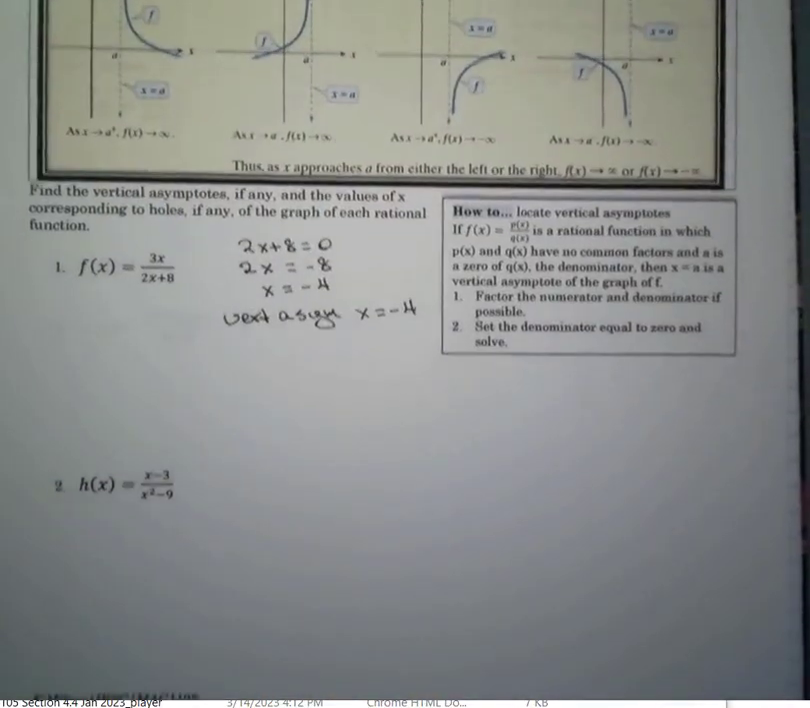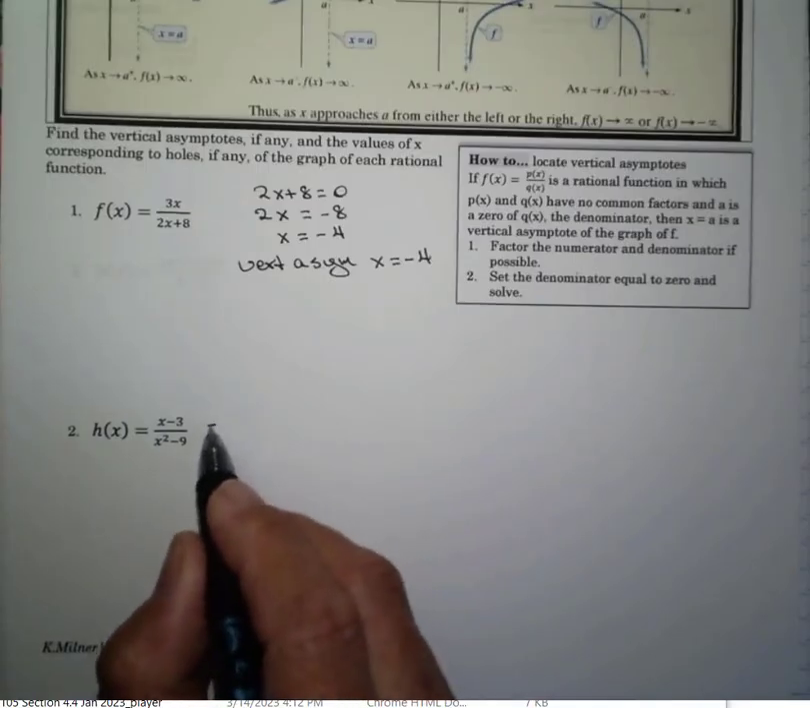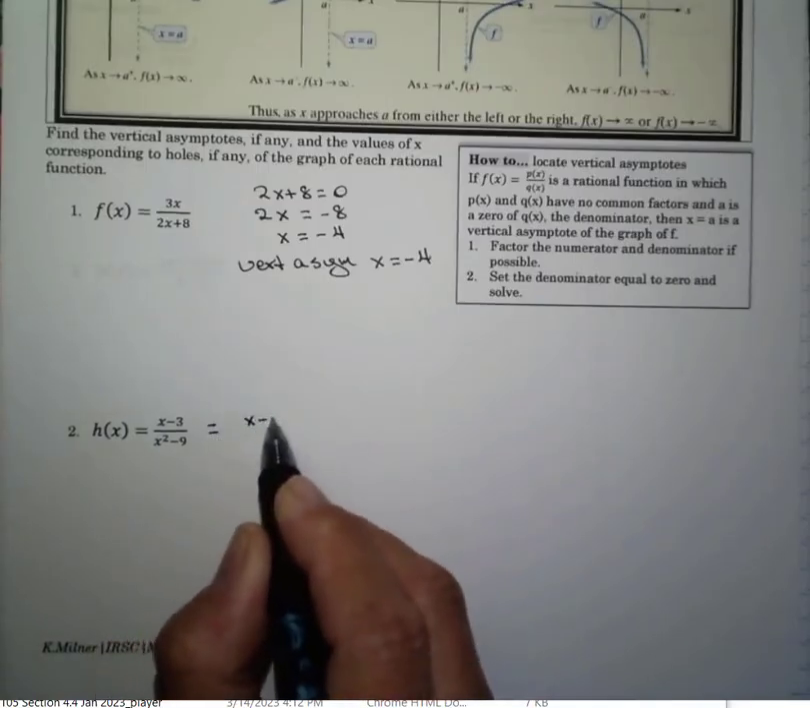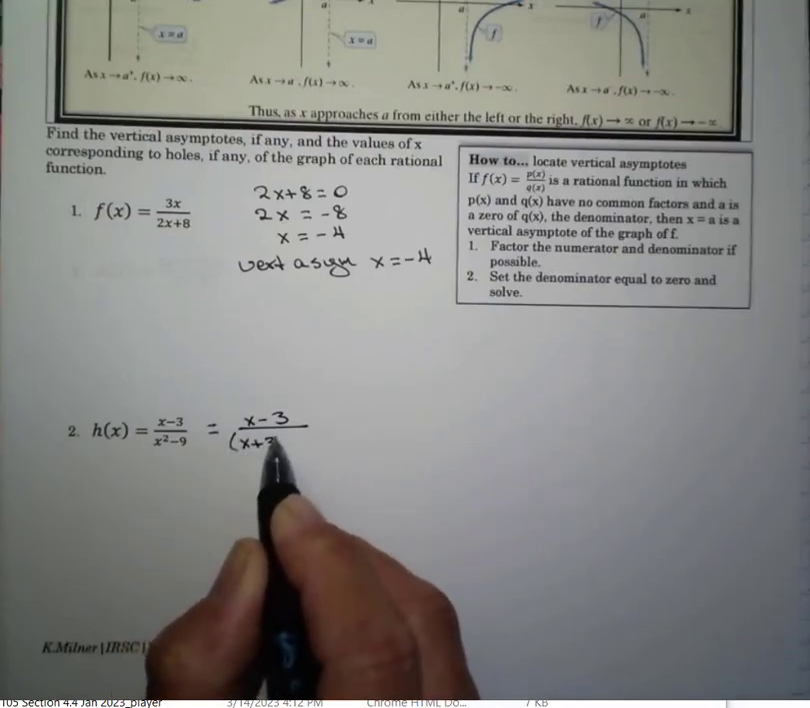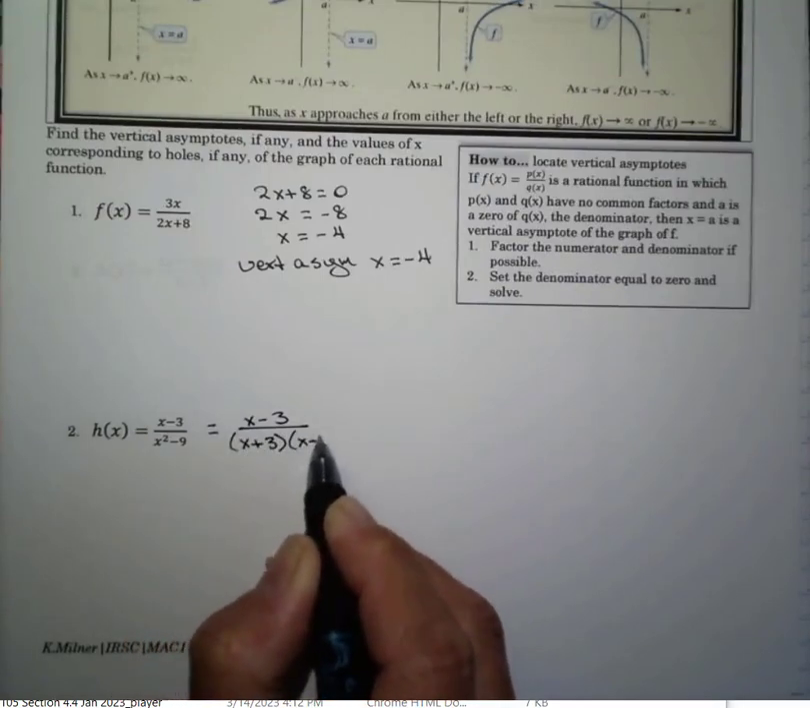Okay, let's find vertical asymptotes for the second example that I've got here for you. x minus 3 over x squared minus 9. For this one, let's factor it. I've got x minus 3 in the numerator, and I would factor the denominator into x plus 3 times x minus 3, right?